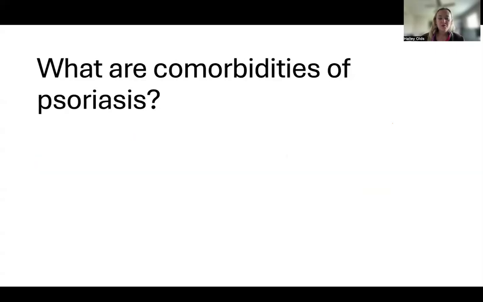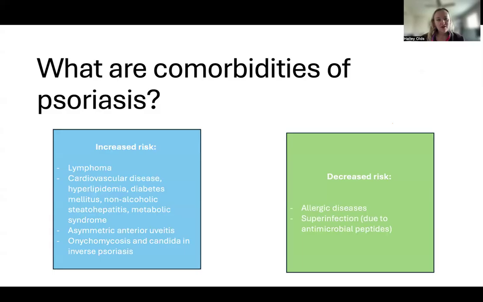Okay, what are comorbidities of psoriasis? So common things that are associated with that. I think the one we think about the most is cardiovascular disease. And that kind of runs with hyperlipidemia, diabetes, metabolic syndrome. They're also at increased risk for lymphoma, onychomycosis, and candida, especially in inverse psoriasis, and then also uveitis, but they're at decreased risk for allergic diseases and superinfection because, again, they have those antimicrobial peptides.